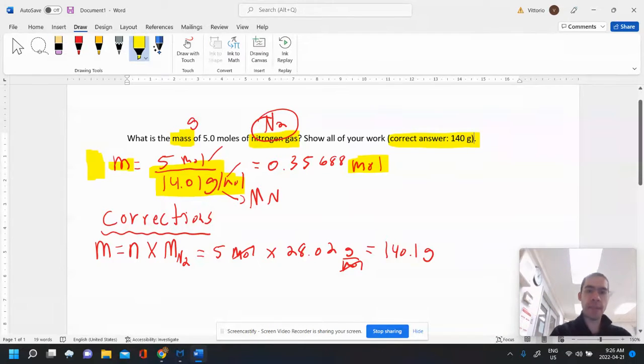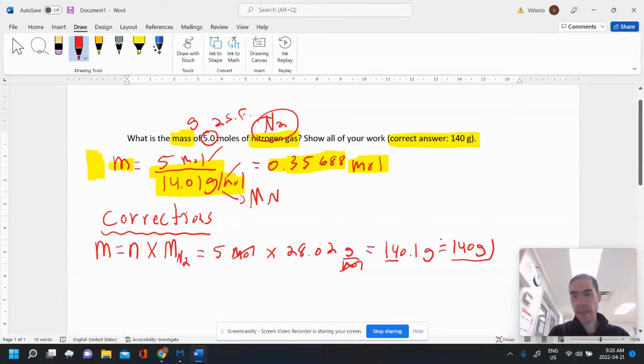But another mistake I made is that I had the wrong number of significant figures. In the question, the smallest number of significant figures is 2 significant figures. So I should make sure that my answer is rounded to 2 sig figs. So that's basically up to here, 140 grams. The 0 doesn't count in my significant figures since there's no decimal place after. And this is my correct answer. It matches the correct answer in the question there.